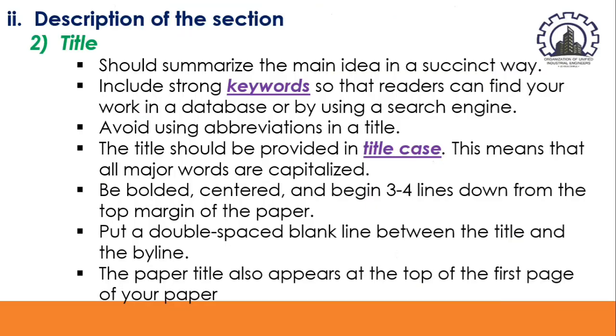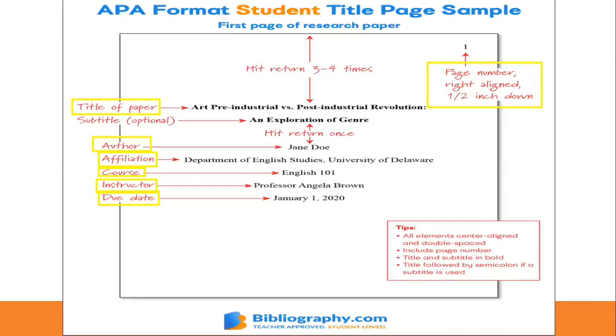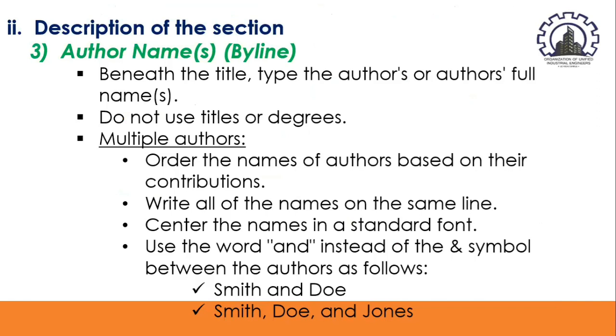And finally, the paper title also appears at the top of the first page of your paper. Now, as you can notice, you can see there the page number right aligned half an inch down, located at the upper right corner of your title page. All right, so that's how you create a title page under APA 7th edition guidelines. All right. Aside from title, we also have author's name or byline.